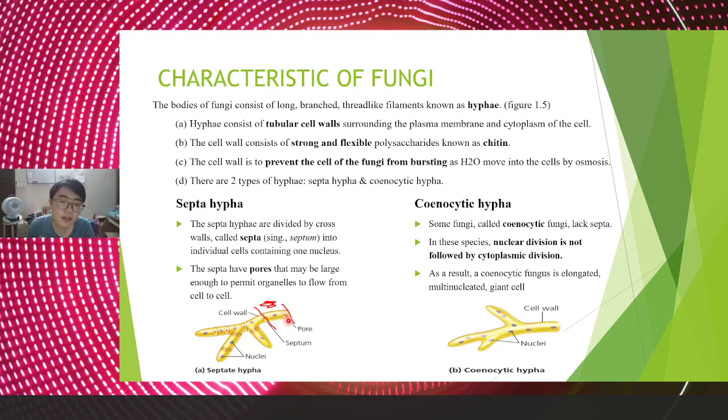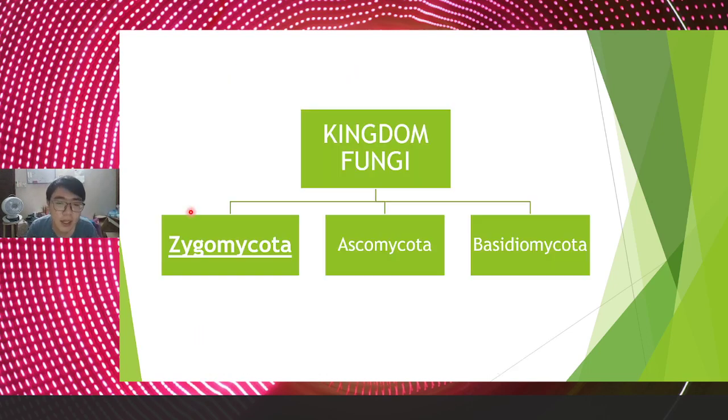Also inside the wall, it contains a pore. This pore permits organelles to flow from cell to cell. And coenocytic hypha is the hypha, the body cell, that does not have septa. So nuclear division is not followed by cytoplasmic division, so the nucleus is anywhere. So the size of the coenocytic hypha is bigger than the septate hypha. Okay, so that's all for the characteristics of fungi.